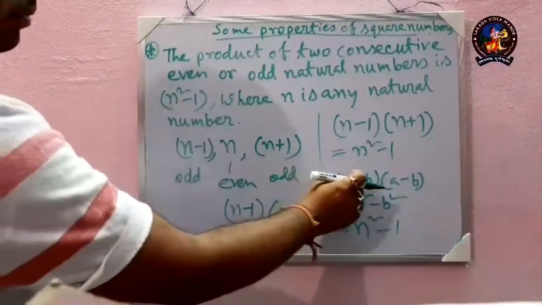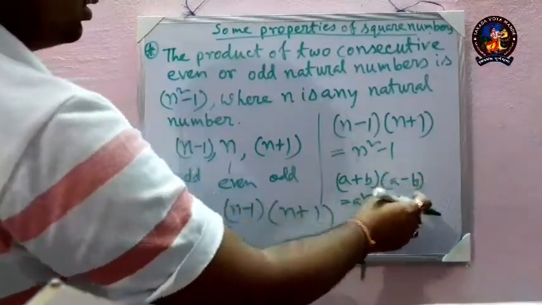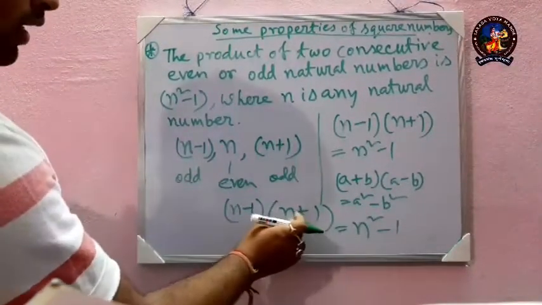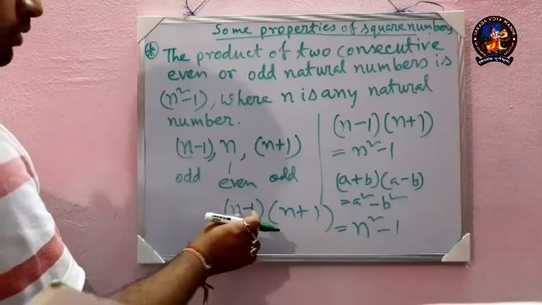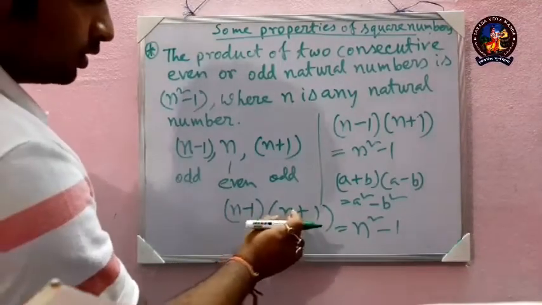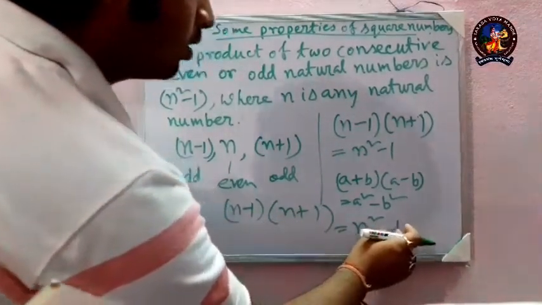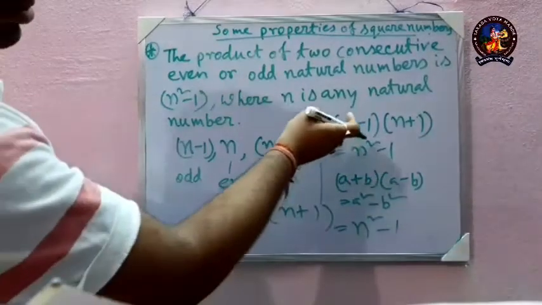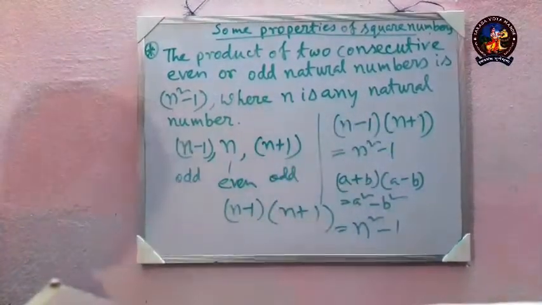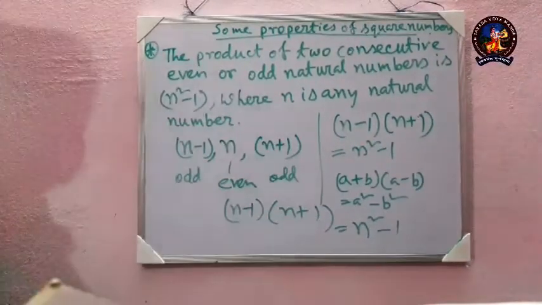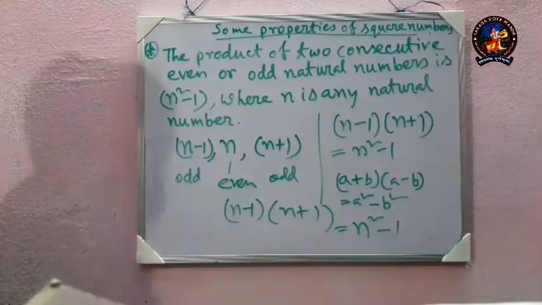Here you can see (a plus b) into (a minus b). Here a plus b means n plus 1 and a minus b means n minus 1. So that becomes n square minus 1. Here also the same formula has been applied. Let's move to the next property.